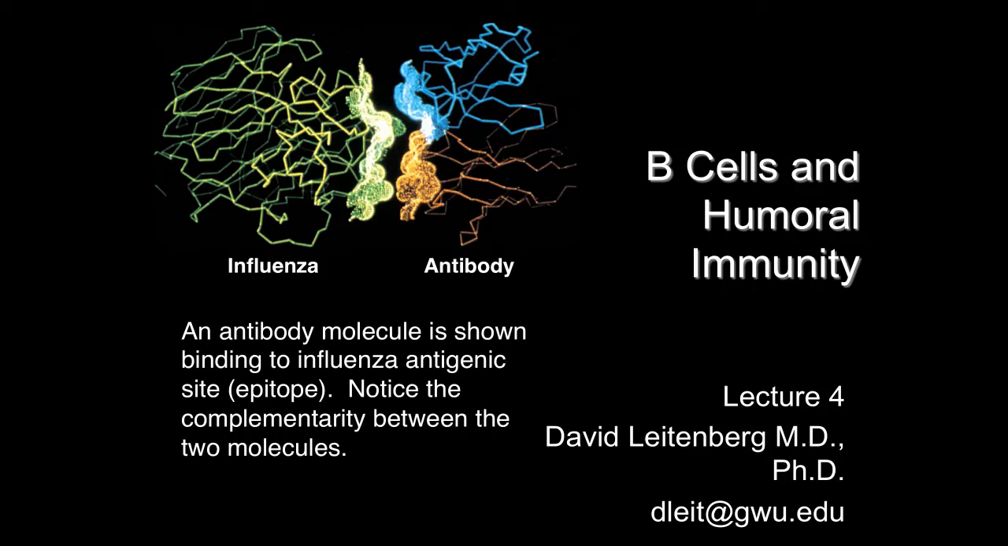This is the fourth lecture in a series of introductory immunology lectures. This lecture is focused on B lymphocytes and the humoral immune response.